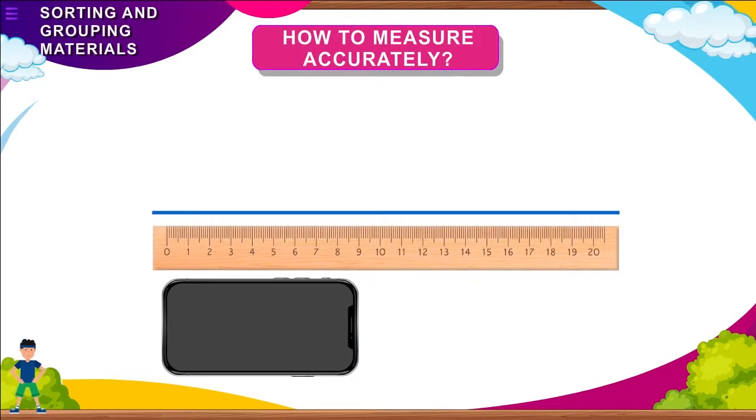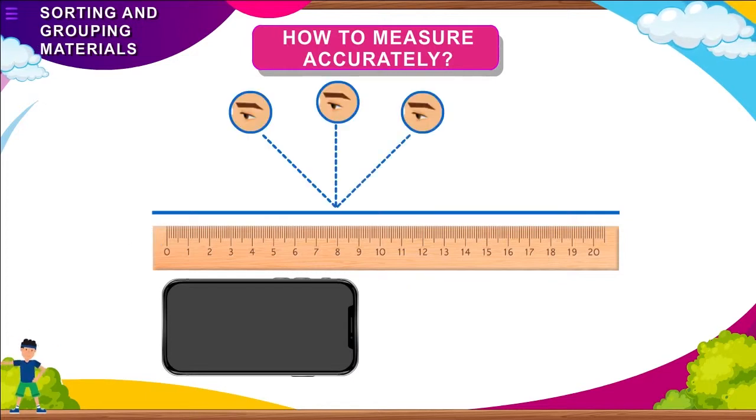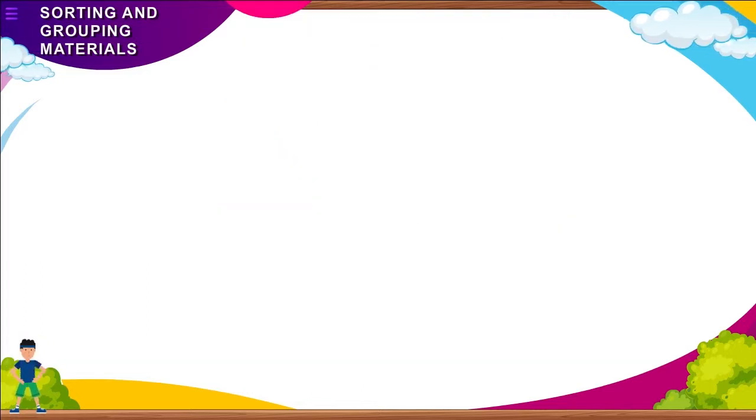It should not be placed in a slanting position. The ends of the scale should not be chipped or curved. The zero of the scale, along with other markings, should be clearly visible. The position of eyes is very important. They should be placed in such a way that they focus straight on the point where the object and the ruler coincides. They should not be focused on any other point.